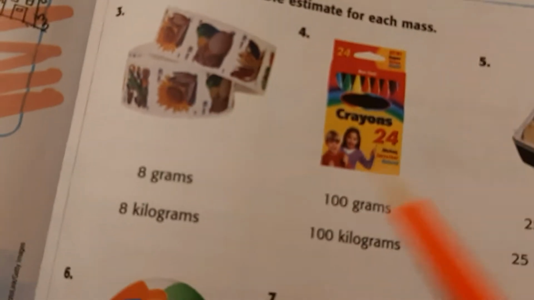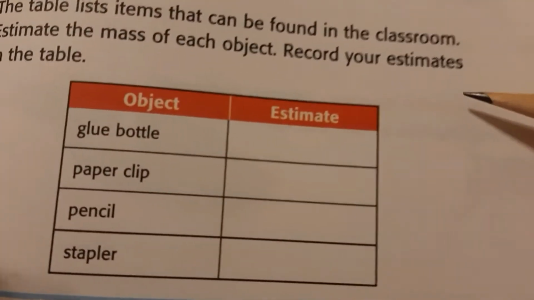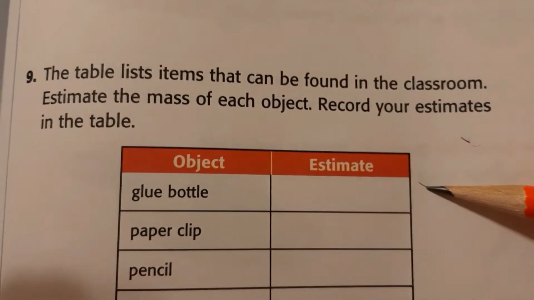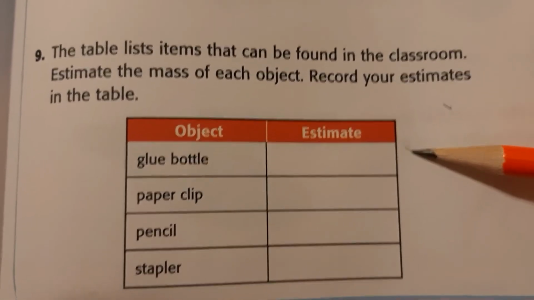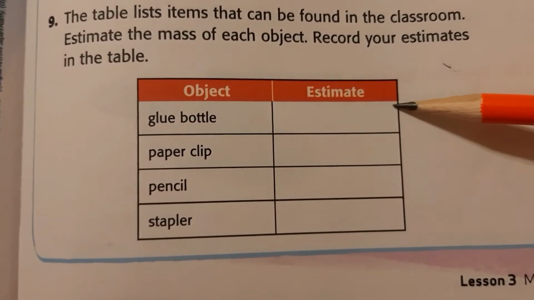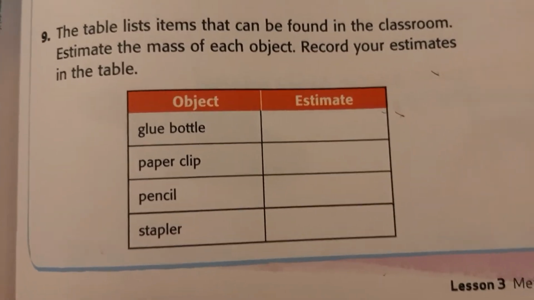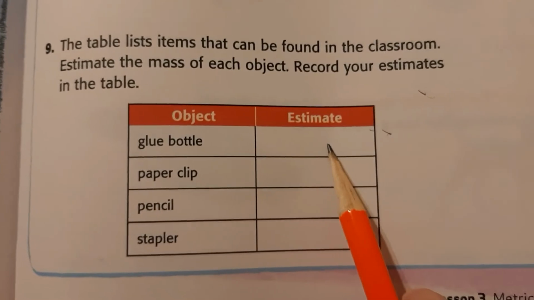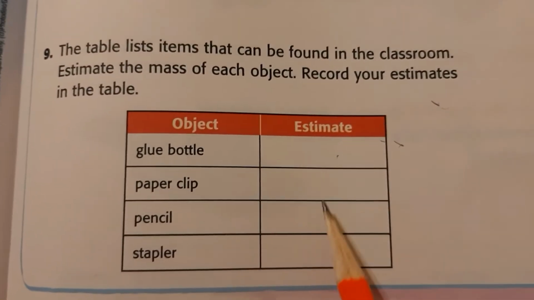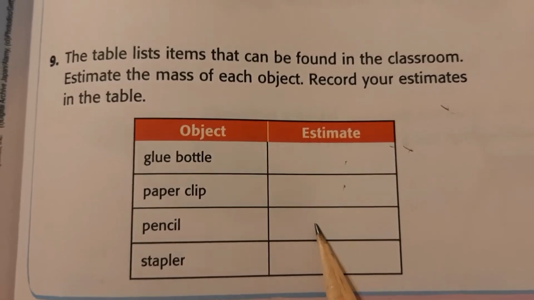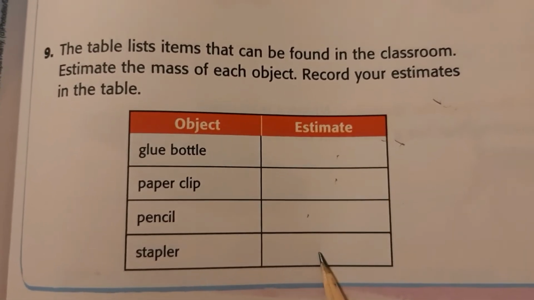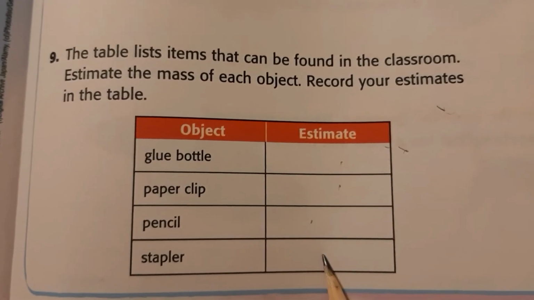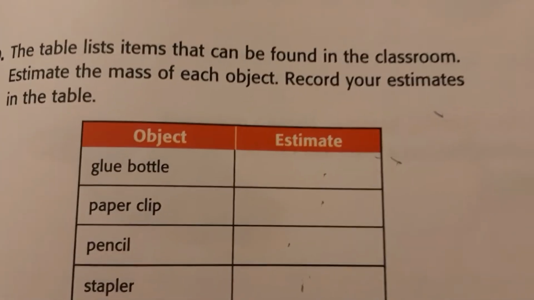All right, you will be doing page 789 today. See if I can get that in focus. And you just answer all those questions. Now this is interesting. It says the table lists items that can be found in the classroom. Estimate the mass of each object and record your estimates on the table. So what I want you to do is picture something, a glue bottle. About how many pennies would that be? A paper clip, a pencil, a stapler. Guess how many grams that would weigh. Maybe it would be a kilogram.